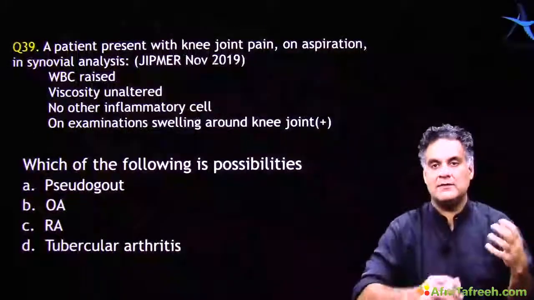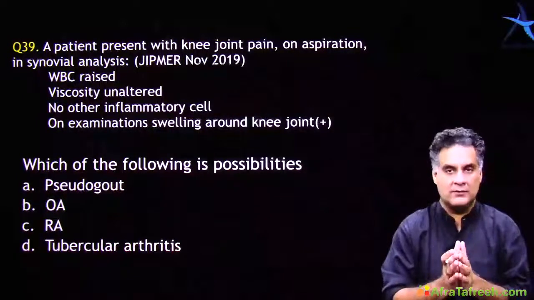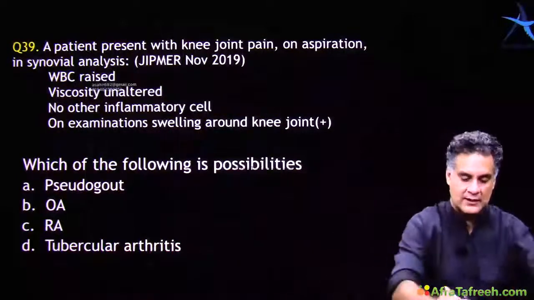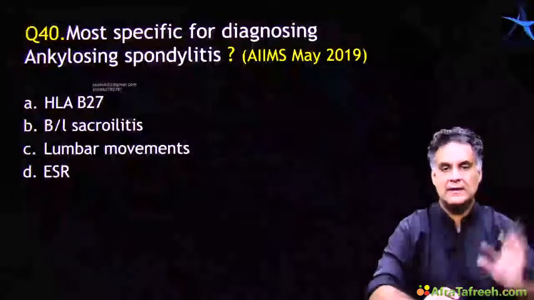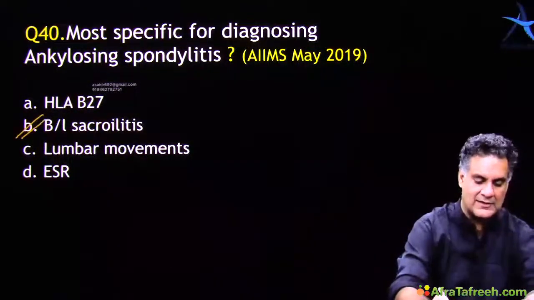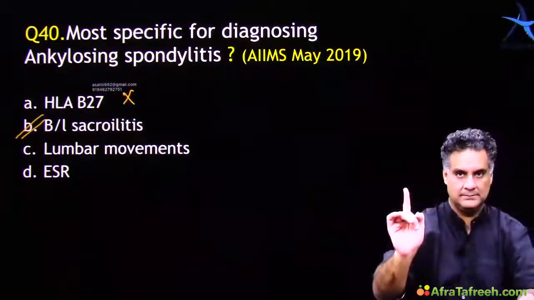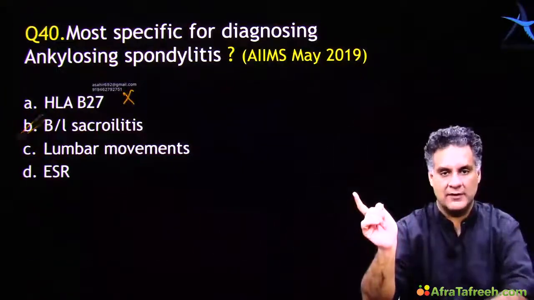Now a patient presents with knee pain, aspiration, WBC is high, viscosity is normal. So when you have normal viscosity, think about OA because most of the disease will cause reduced viscosity. And then more specific for diagnosis of ankylosing spondylitis, we have spoken of this: sacroiliitis. HLA-B27 is not specific. Although it's present in more than 90% of cases, sacroiliitis is the most specific.